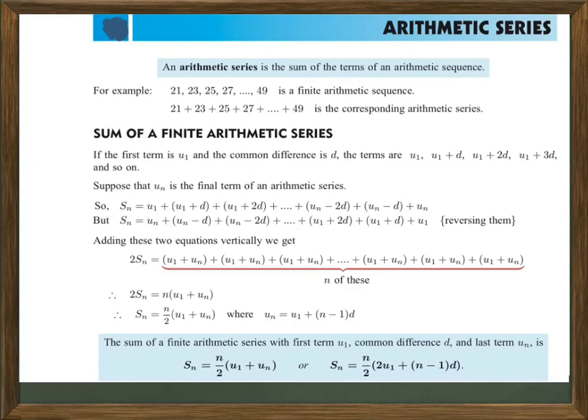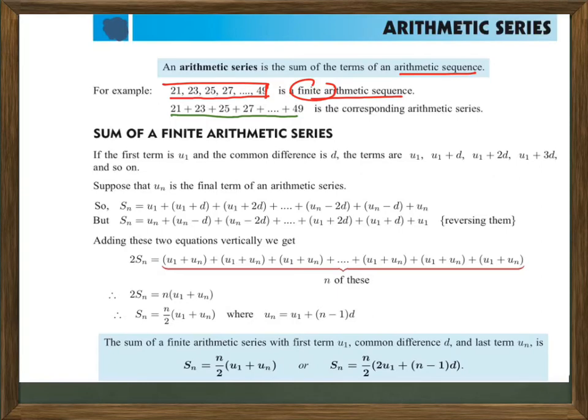Now we will talk about the arithmetic series. What is an arithmetic series? It is nothing but any series that follows the rule of an arithmetic sequence. An arithmetic series is the sum of the terms of an arithmetic sequence. Like 21, 23, 25, 27, up to 49 is a finite arithmetic sequence, because there is a fixed number of terms in it, as we have seen in the previous video. Now 21 plus 23 plus 25 plus 27 and so on up to 49 is the corresponding arithmetic series.